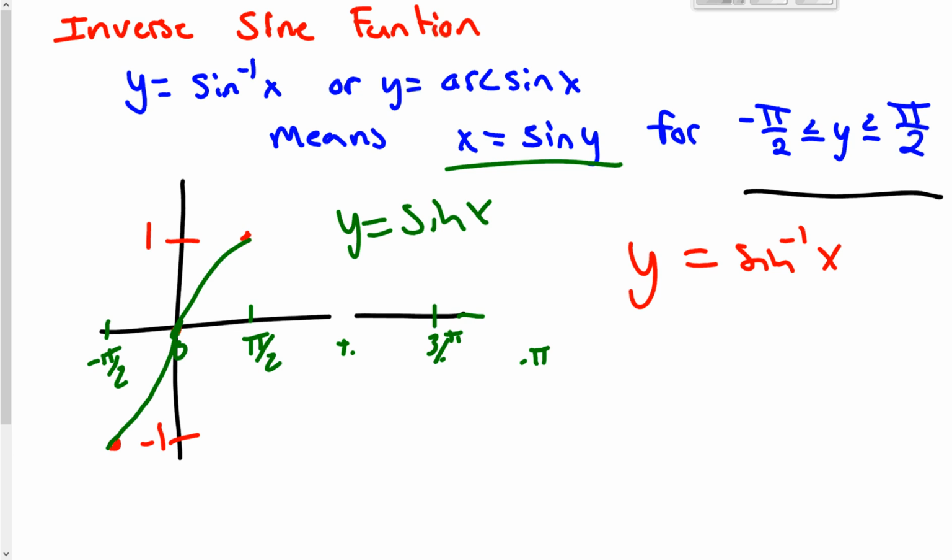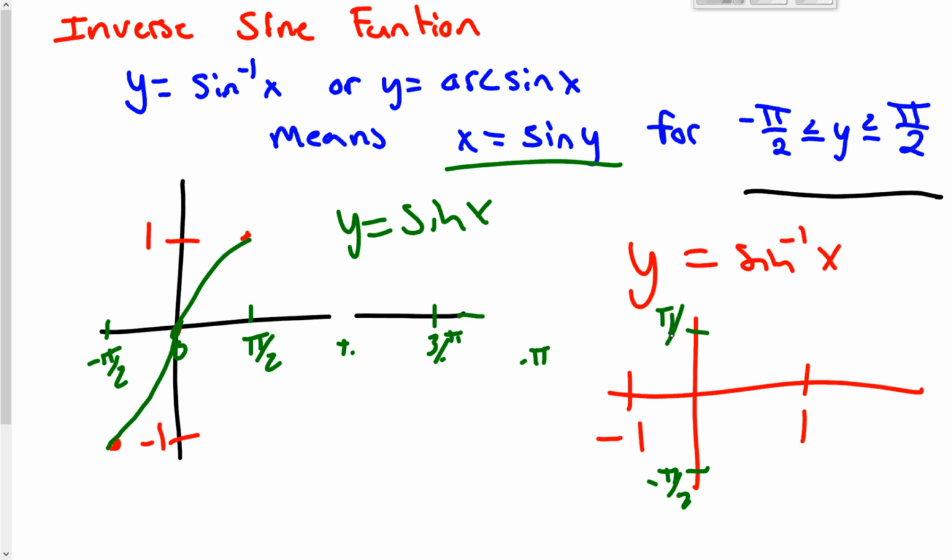Our answer has to be somewhere between negative pi halves and pi halves. And what do these x's represent? Those represent our angles, right? Sine of an angle equals something. Here our x's are now going to be our y's, and our y's, which were the angle, are now going to become our x's. So we go from negative pi halves to pi halves. Our x's became our y's, and our y's became our x's.